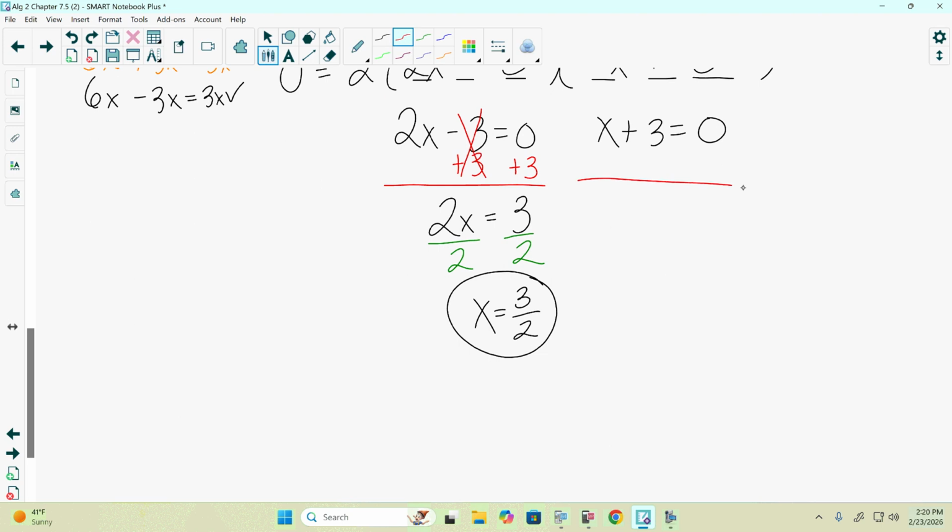The other solution is going to come from x plus 3, and we would subtract 3 from both sides. These would simplify, telling us x is equal to negative 3. It'd be our other solution. However, negative 3 is a what? Restriction, which means we throw it out, we cross it out because it does not work.